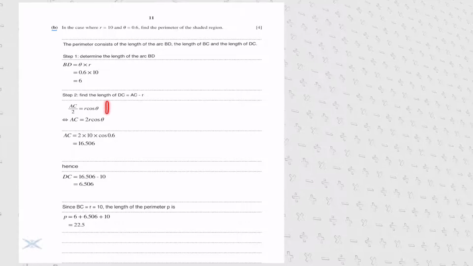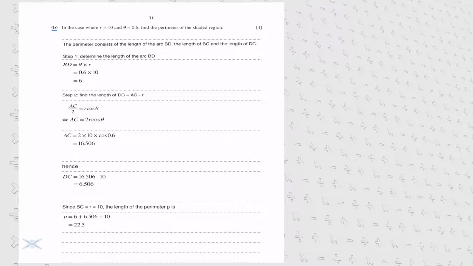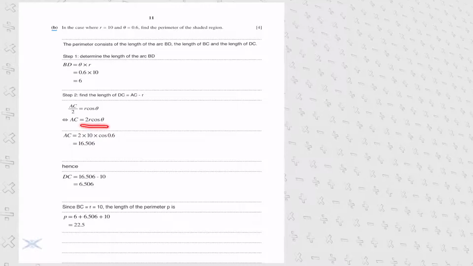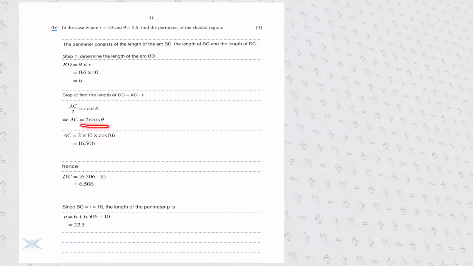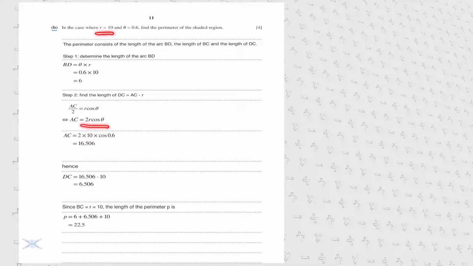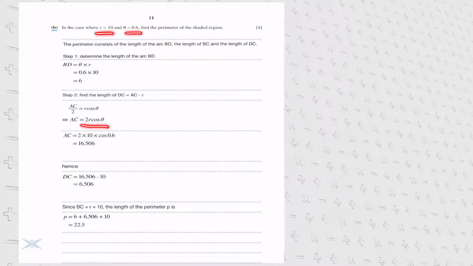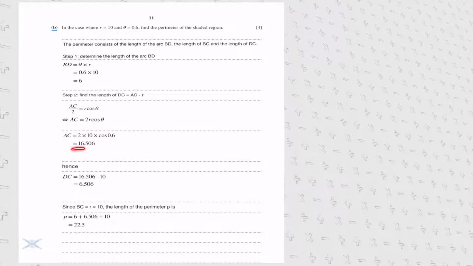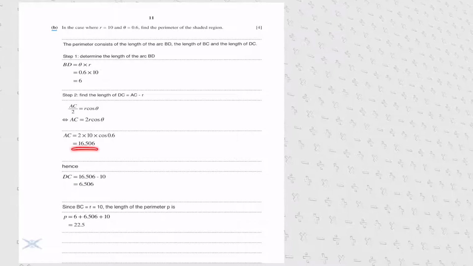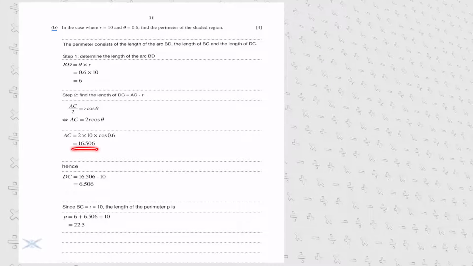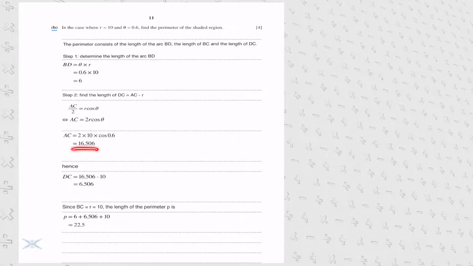Rearranging this equation for AC will deliver us that it equals 2r multiplied by cosine theta. From here we will replace r and theta with their values, 10 and 0.6, as given within this exercise, and after putting those numbers into our pocket calculators, we will conclude that the distance AC equals 16.506.